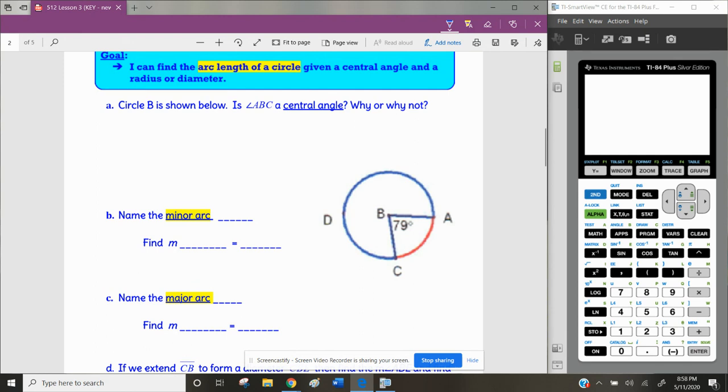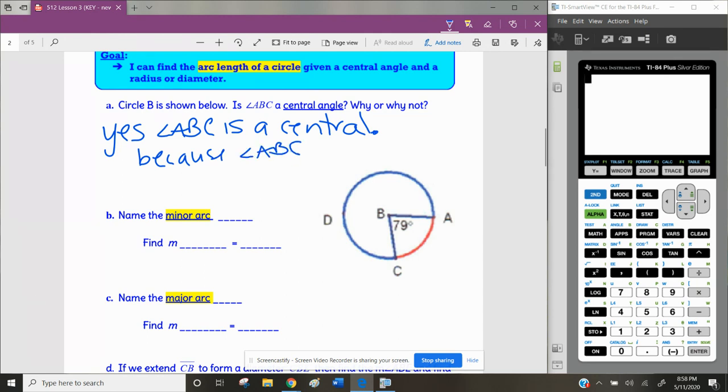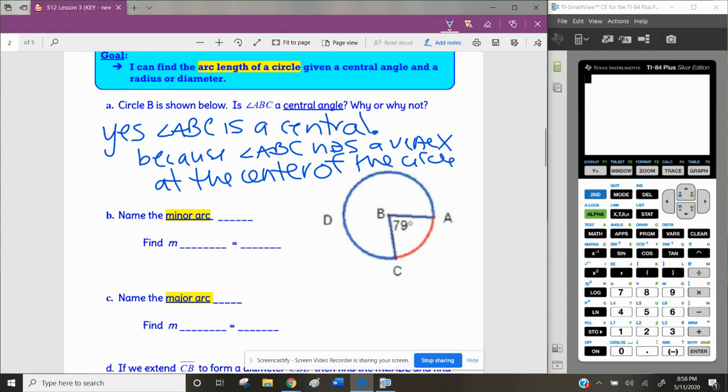So circle B shown below. Is angle ABC a central angle? Why or why not? Yes, angle ABC is a central angle because its vertex is at the center of the circle. Because angle ABC has a vertex at the center of the circle. Perfect.